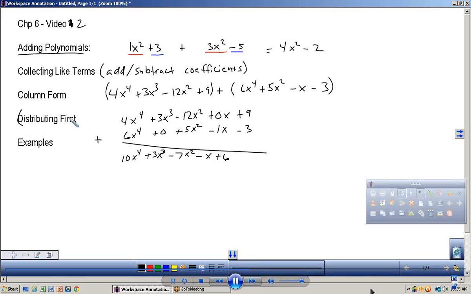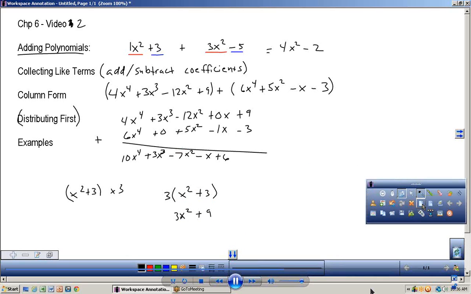Now, the book is going to try to have you do something about distributing, like, say, multiply x squared plus 3, and it's going to say multiply that times 3. The book shows it kind of weird. I want you to not think of it like this, but just put the 3 in front and do the distributing like we've learned how to do before. So 3 times x squared is 3x squared, and 3 times 3 is going to be plus 9. Okay? So that's your basics on how to do adding polynomials.